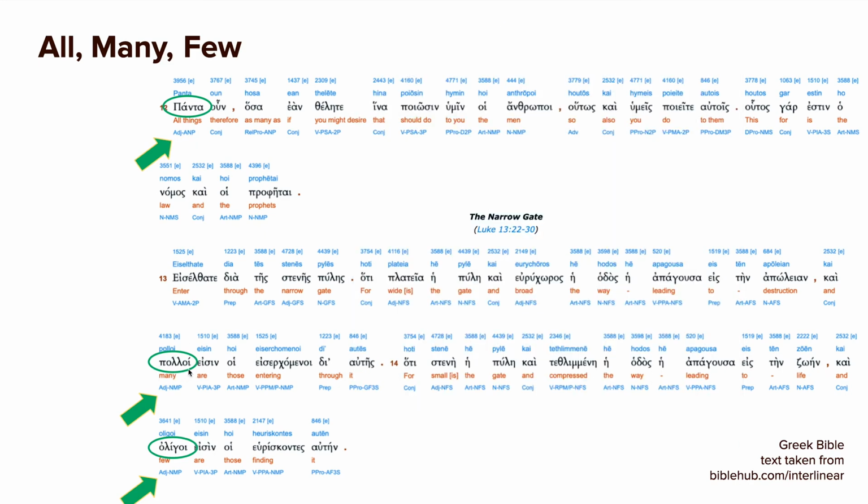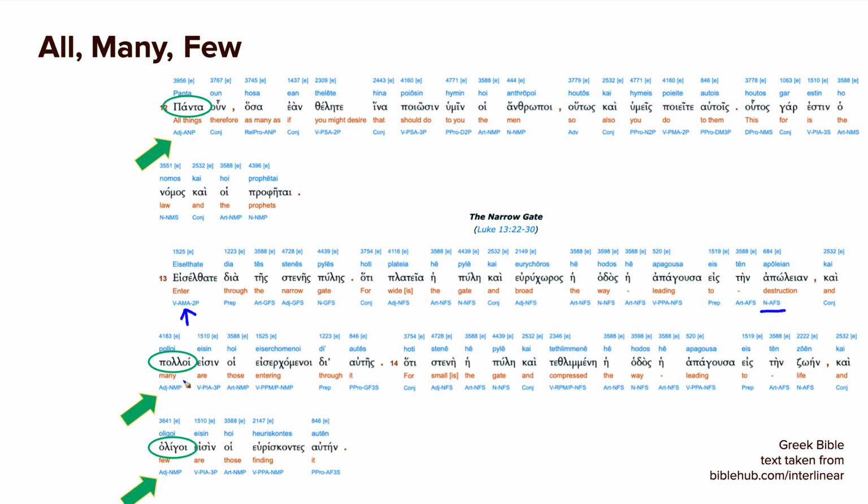The next thing is polloi, but let's first read this. This is an imperative, right? He wants you to enter, talking to a lot of people, through the narrow gate. So this is feminine, narrow, τῆς στενῆς πύλης. For the gate is wide, πλατεῖα ἡ πύλη. For wide is the gate and broad is the way leading to destruction, ἀπώλειαν. Leading to is going to be accusative.